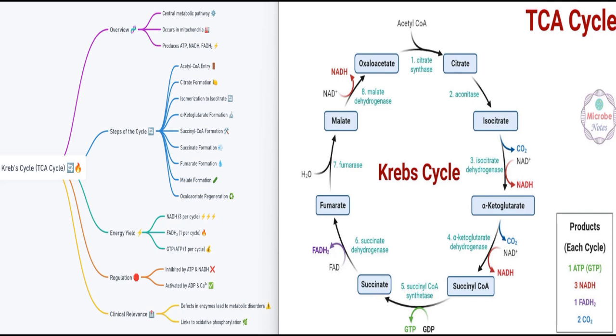cycle, Krebs cycle. Right, so note that glycolysis takes place in the cytosol, fatty acid oxidation in the mitochondrial matrix, the same as the citric acid cycle, but oxidative phosphorylation occurs in the inner membrane of the mitochondria. So that's basically it.